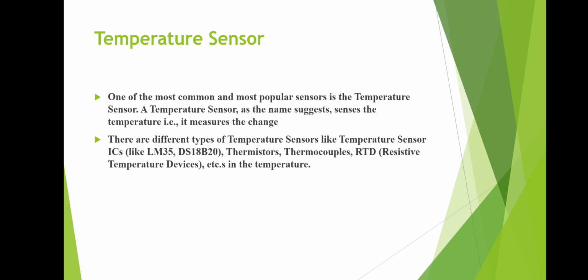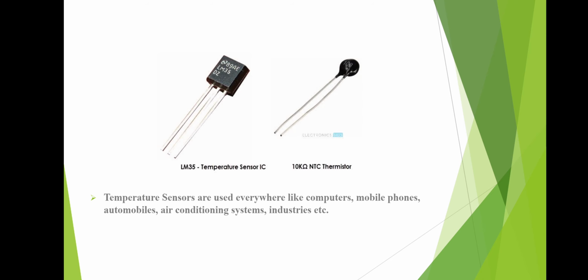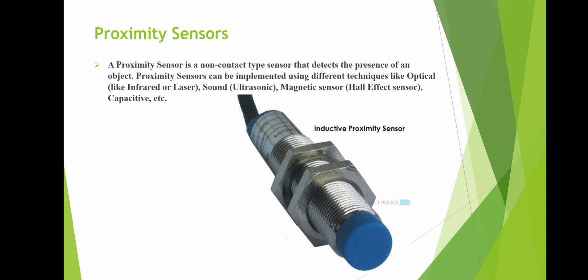Then we are going to temperature sensors. Temperature sensor is the most popular sensor used to detect temperatures. Different types of sensors may be used, such as thermistor, thermocouple, RTD. Temperature sensors are used everywhere, like computers, mobile phones, automobiles, air conditioning systems, industries, etc.